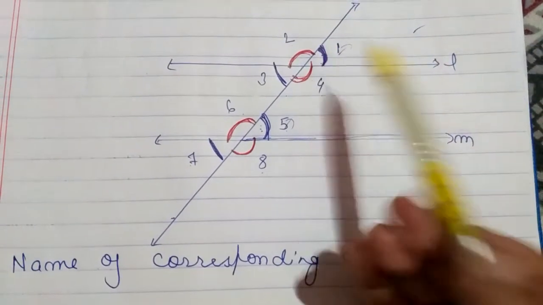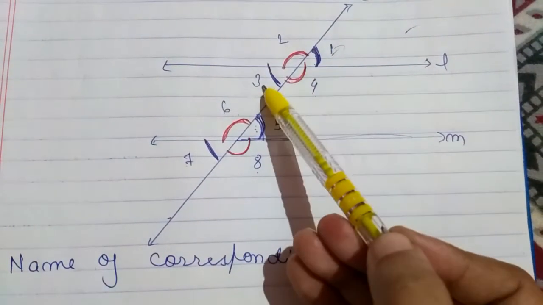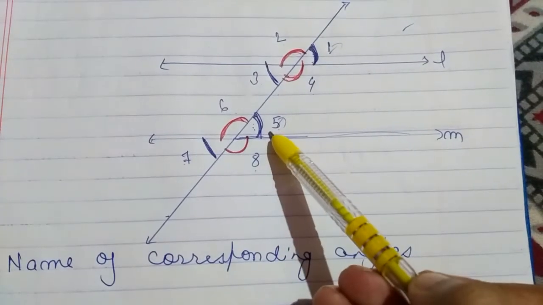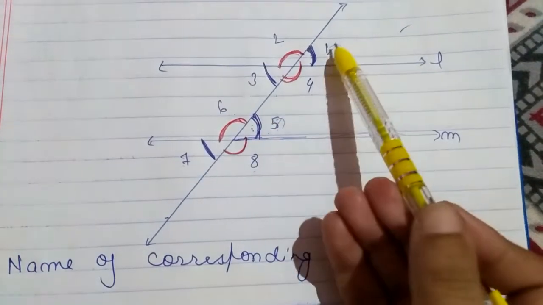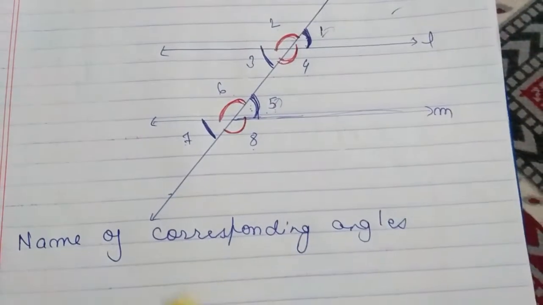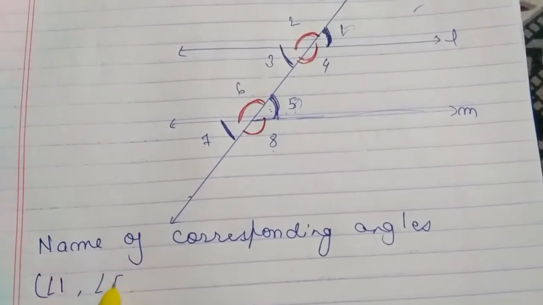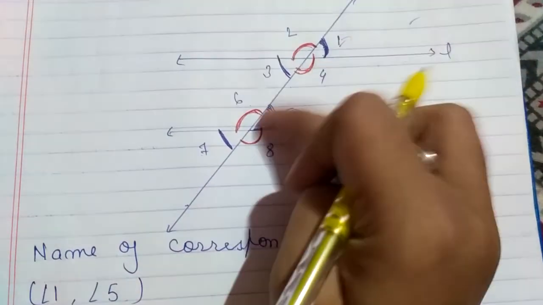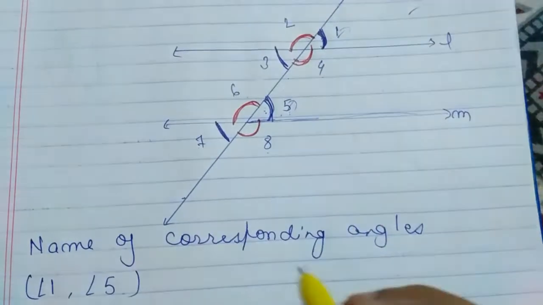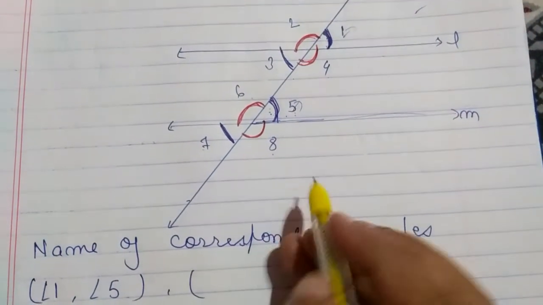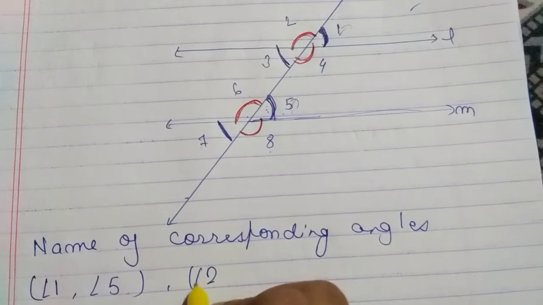So simply you have to take them in pairs. It does not mean that this is corresponding to this. No, this one is corresponding to this one. On one side, when you talk about corresponding, you have to take them in pairing. 1 and 5 are corresponding angles, angle 1 and angle 5. Okay, upside, both upper angles are corresponding. Again, when you take this side in pair, then 2 corresponds to 6.